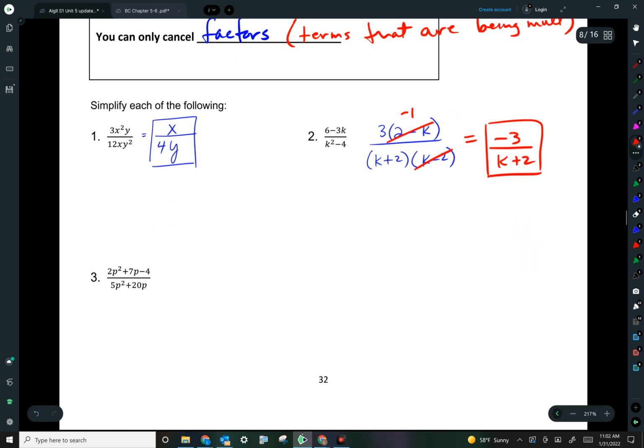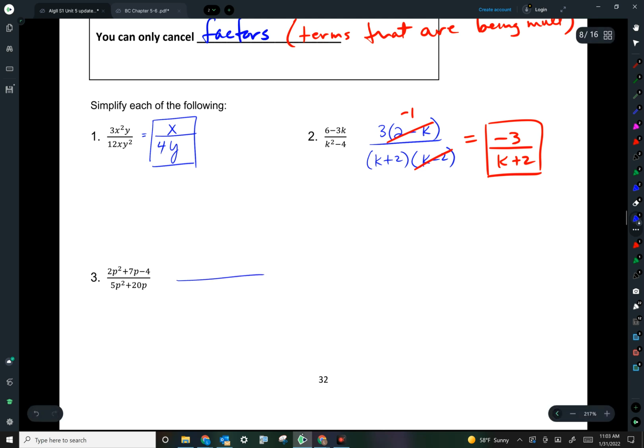Okay, so look at number 3. Again, remember we said you have to factor. For example, I can't just go in there and cross out those p squareds. Why? Because they're both a part of addition. So before I can do any canceling, I need this to be in factored form.